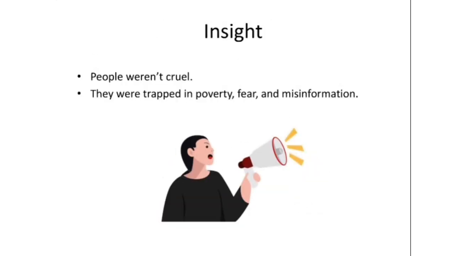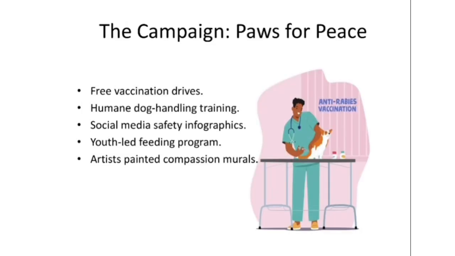The big insight here is that people weren't cruel. They were not cruel towards the animals. They were just trapped in poverty, fear, and misinformation. So they launched Pause for Peace, the Barangay Stray Dog Initiative.